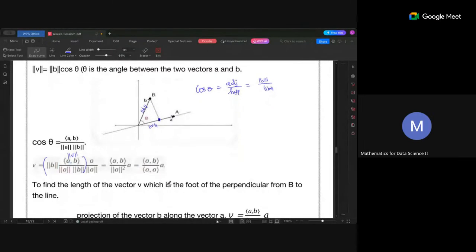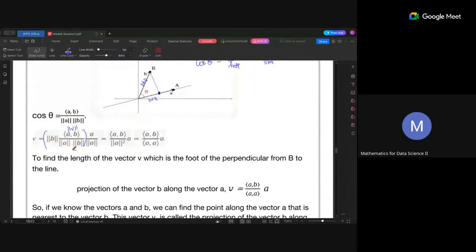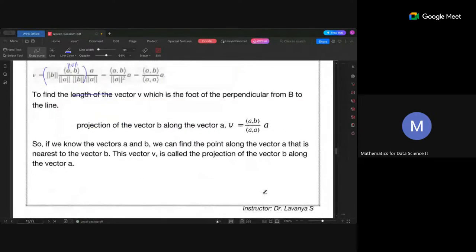So to find the vector V, which is the foot of the perpendicular from B to the line, what do you have to do? To find the vector, not the length. It is nothing but the inner product A comma B by A comma A, into A.